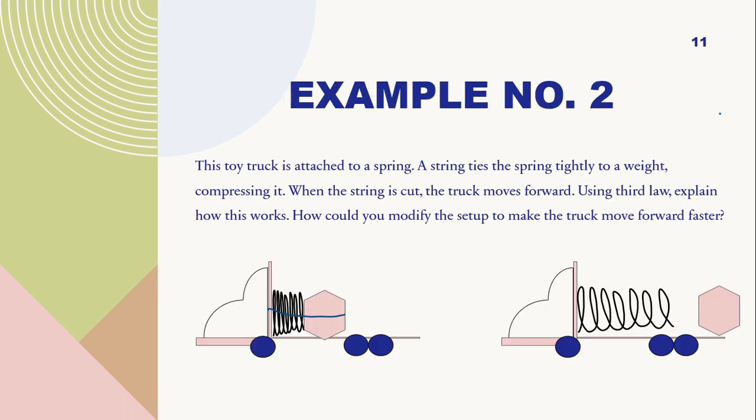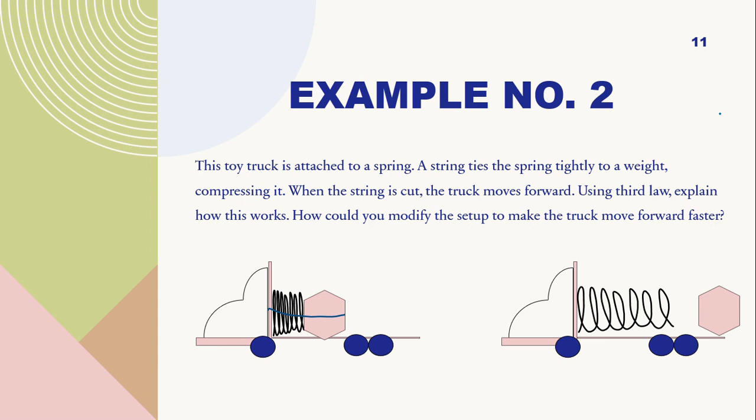Example number 2. This toy truck is attached to a spring. A string ties the spring tightly to a weight, compressing it. When the string is cut, the truck moves forward. Using third law, explain how this works. How could you modify the setup to make the truck move forward faster?